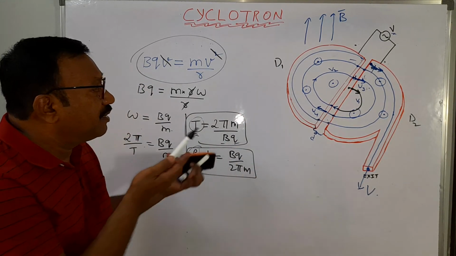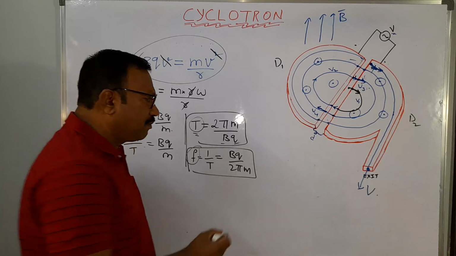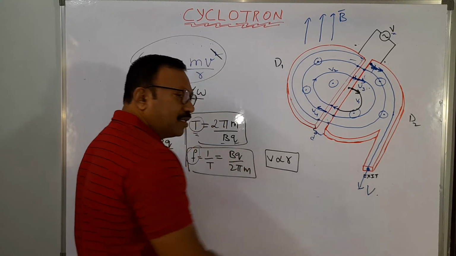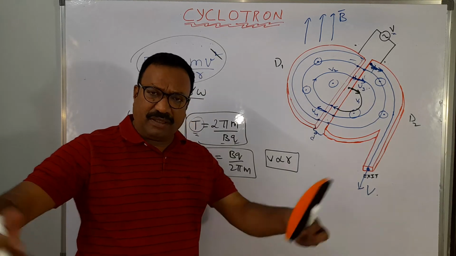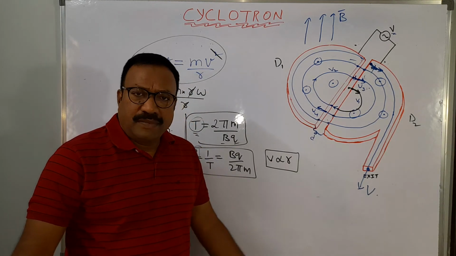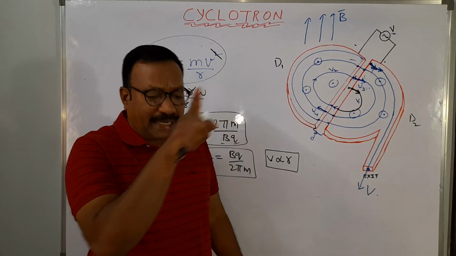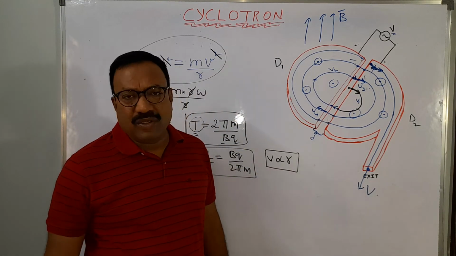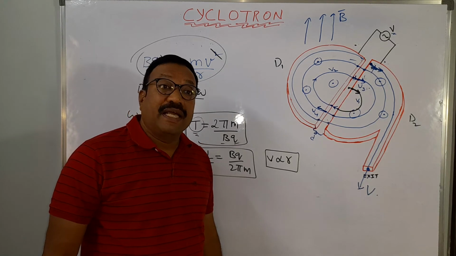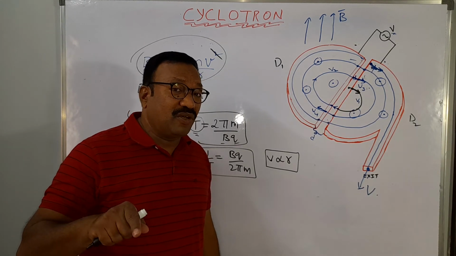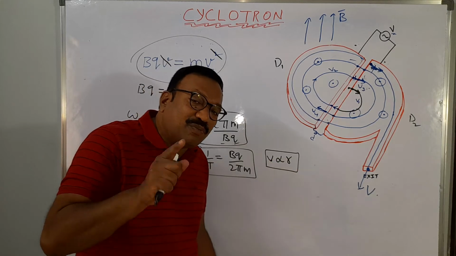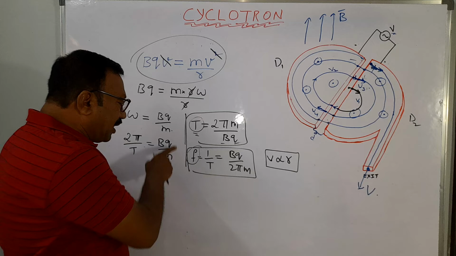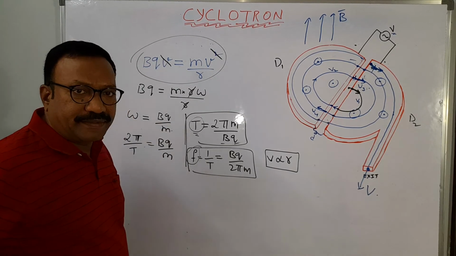You may ask me, sir, radius is changing now. Let it change. I said that velocity and radius are directly proportional. If radius is increasing, velocity is increasing. So it may be completing a greater circle, but with more velocity, and hence the time period can remain constant. Time period may be constant, frequency may be constant, but velocity is increasing, and correspondingly radius is increasing. Understand? So, a constant frequency you have.